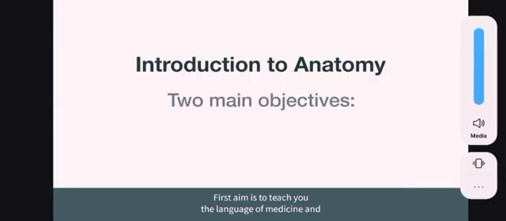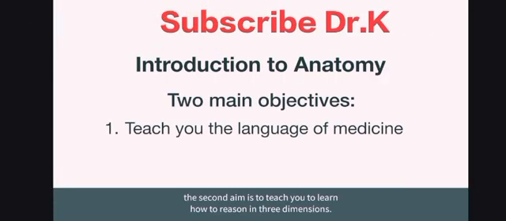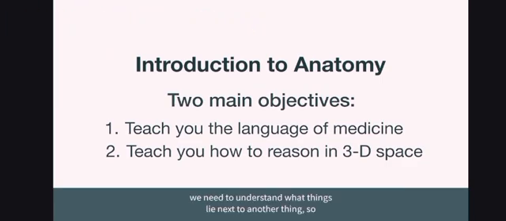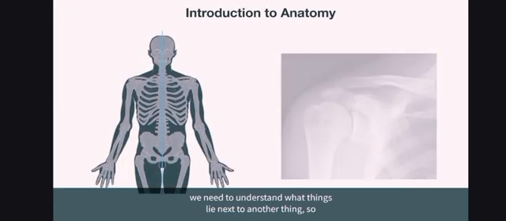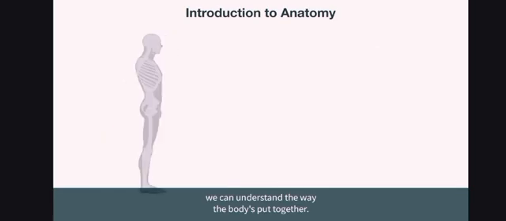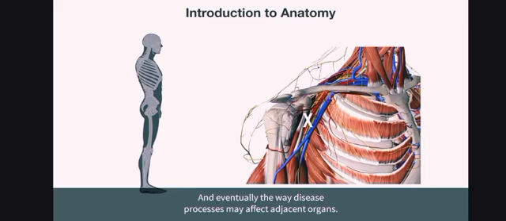This course has two main aims. The first aim is to teach you the language of medicine, and the second aim is to teach you how to reason in 3 dimensions. The body is a 3-dimensional structure, and we need to understand what things lie next to what other things so we can understand the way the body is put together and eventually the way disease processes may affect adjacent organs.